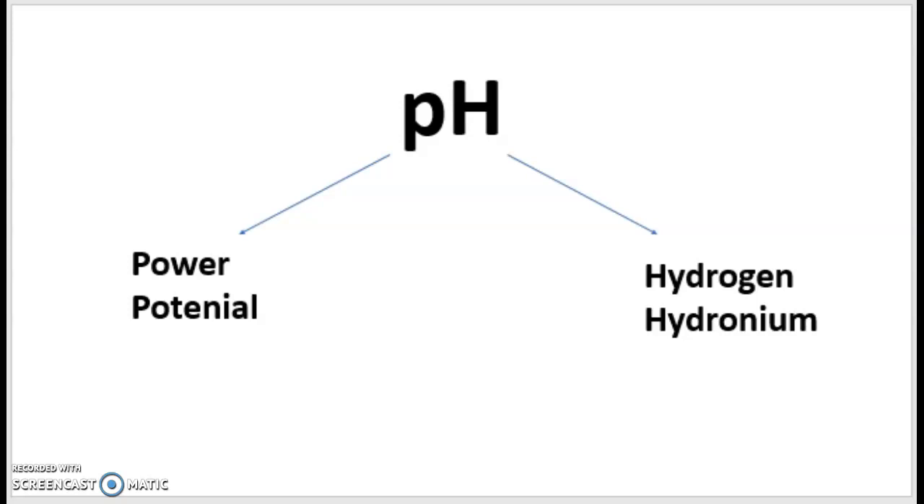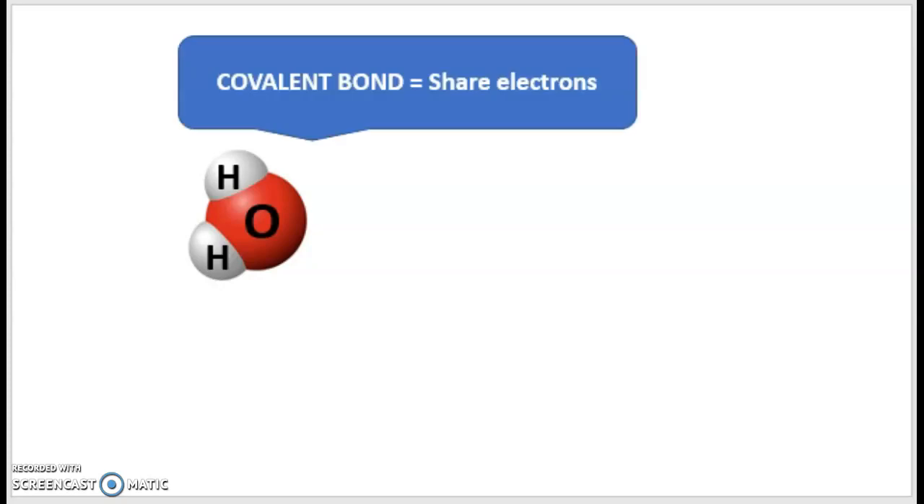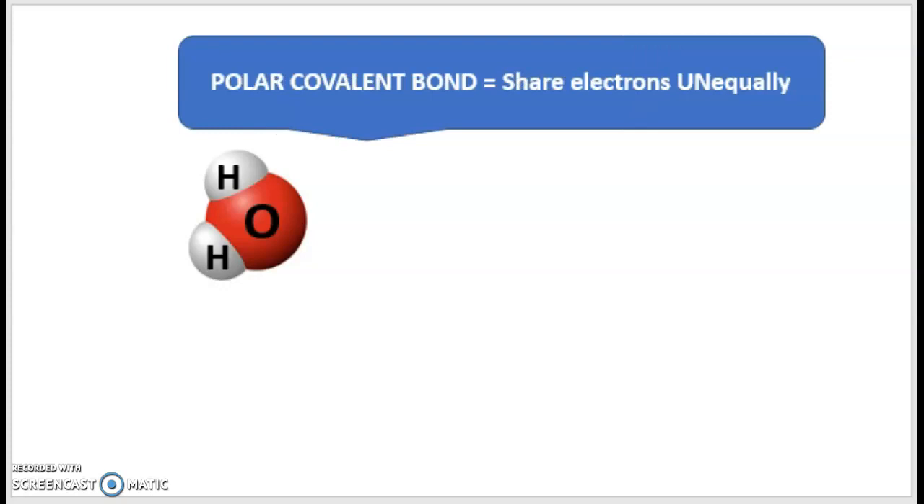by looking at water. When we look at a water molecule, H2O, we know that's made up of one oxygen atom and two hydrogen atoms that are bonded covalently. So remember from chemistry, we learned that a covalent bond is one where they share electrons. So in water, we have two hydrogen and one oxygen sharing electrons. The problem is that in water, this isn't an equal sharing of electrons. In fact, the oxygen pulls some more of the electrons towards it. This creates what's called a polar covalent bond, where the electrons are shared unequally.